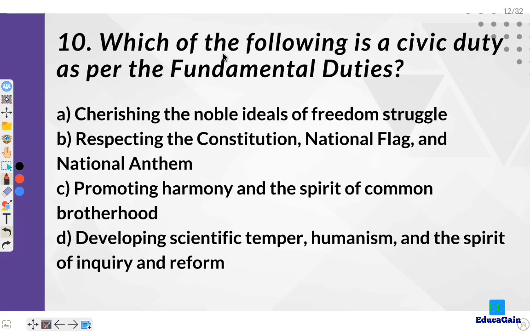Next question is, which of the following is a civic duty as part of the fundamental duties? A, discussing cherishing the noble ideals of freedom struggle. B, respecting the Constitution, national flag and the national anthem. C, promoting harmony and spirit of common brotherhood. D, developing scientific temper, humanism, and the spirit of inquiry and reform. The correct answer is B. Okay.